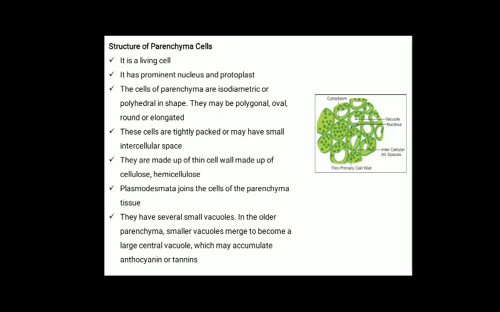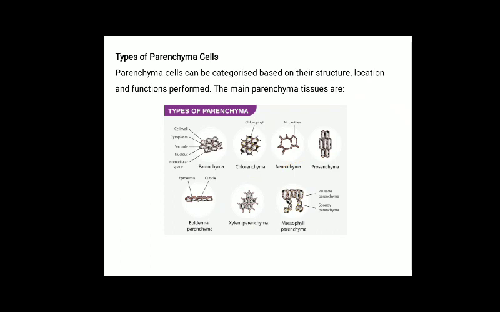They are made up of thin cell wall made up of cellulose and hemicellulose. Plasmodesmata joins the cells of the parenchyma tissue. They have several small vacuoles. In the older parenchyma, smaller vacuoles merge to become a larger central vacuole which may accumulate anthocyanin or tannins.